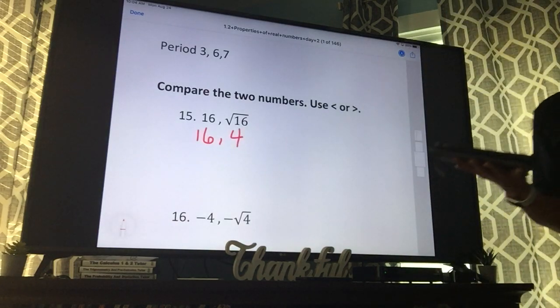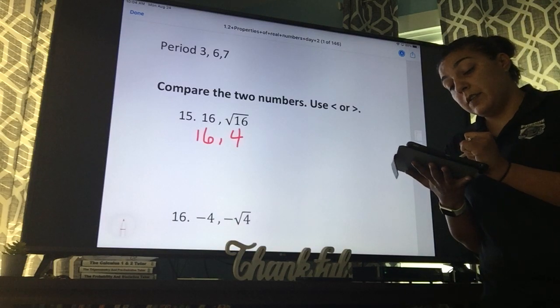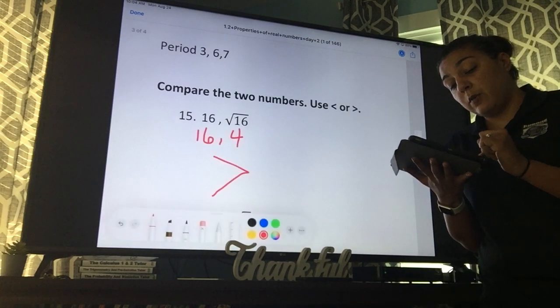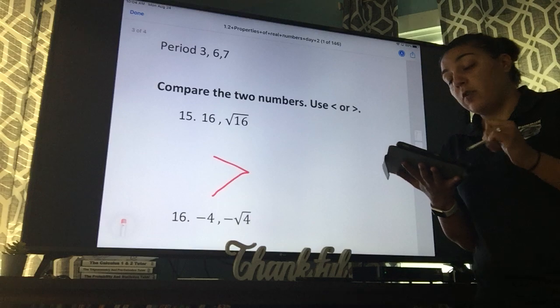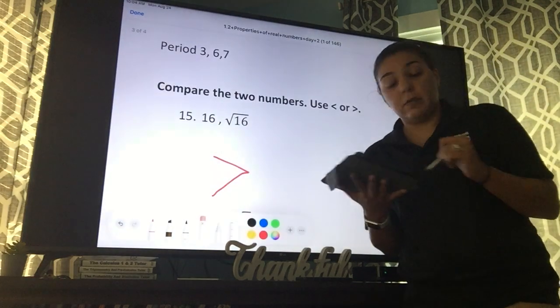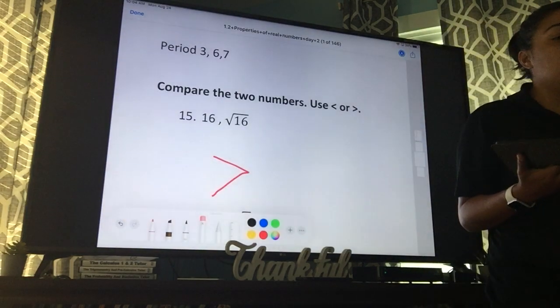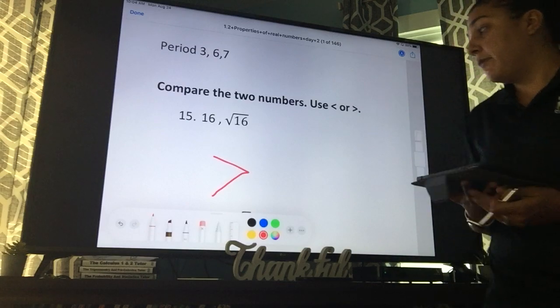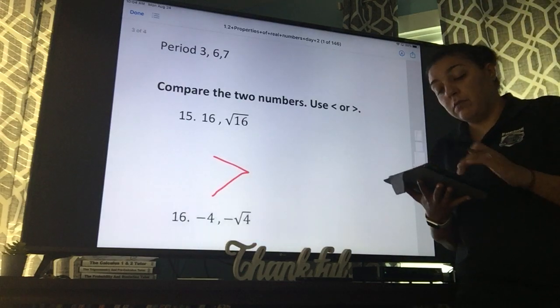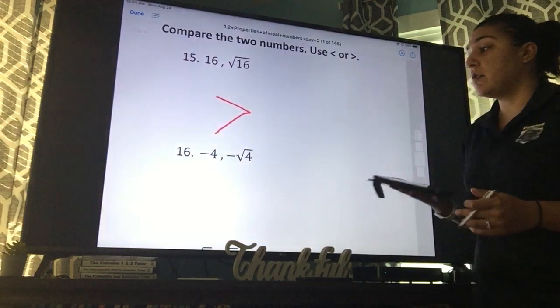Which number is bigger, 16 or 4? Obviously, 16 is bigger. And the most common question I get is, do I need this, or can I just write the symbol? You can absolutely just write the symbol. You don't need to write down what the stuff is, especially if it's just positive and negative. You should just know it.